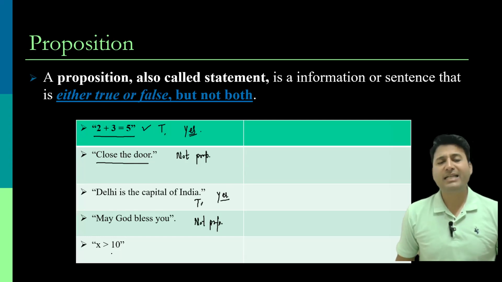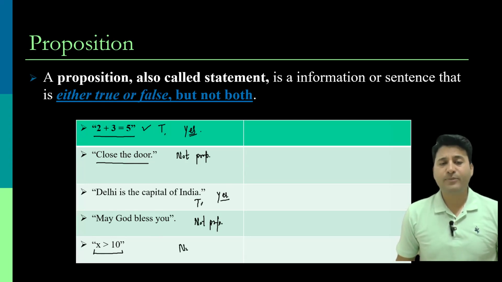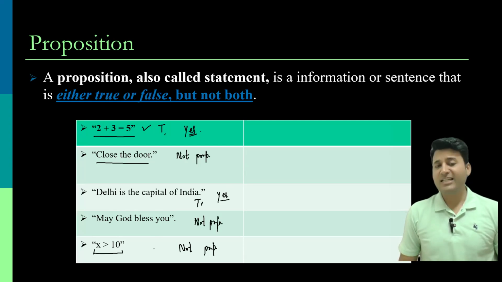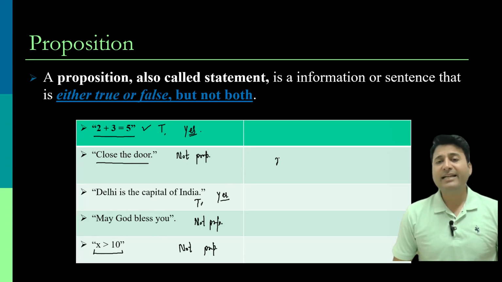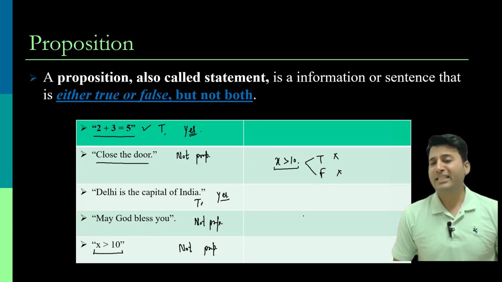One another important example: x is greater than 10. Pause the video and think on it whether this is a proposition or not. The answer is that it is not a proposition. Why is it not a proposition? Let us try to understand. It is given that x is greater than 10. Now, can I say it is true? Can I say it is false? I can't say it is true and I can't say it is false.